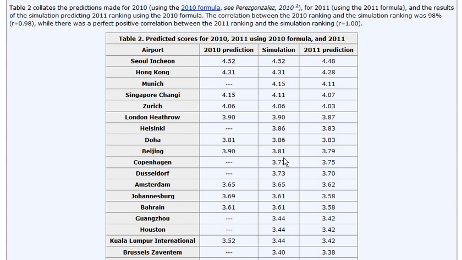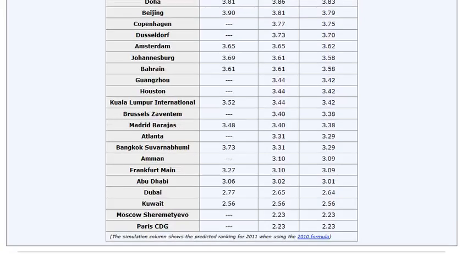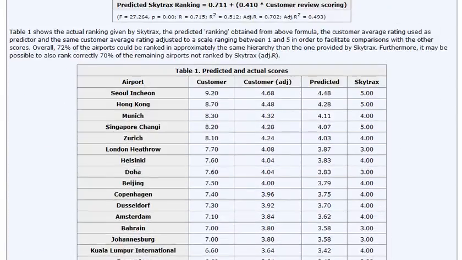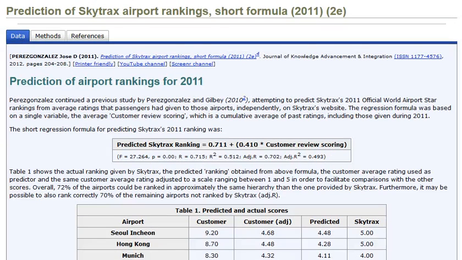So maybe in the future as well we could predict 2012 by using the 2011 formula. But again, that's something to continue doing research on, and it escapes a bit the scope of this article at the moment.